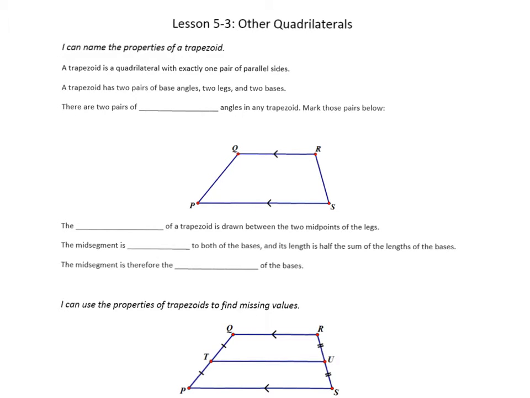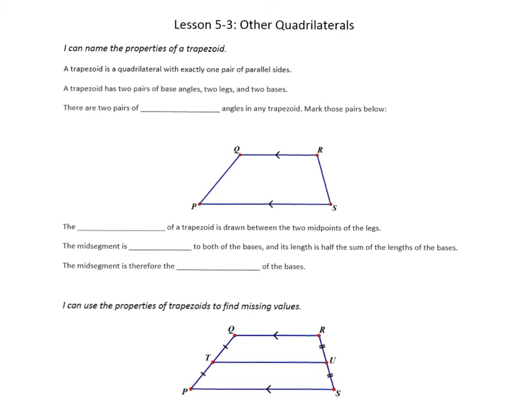Hello and welcome to lesson 5.3, other quadrilaterals. Today we're going to look at quadrilaterals that are not parallelograms. And the first one we're going to look at is a trapezoid. The trapezoid is a quadrilateral with exactly one pair of parallel sides.